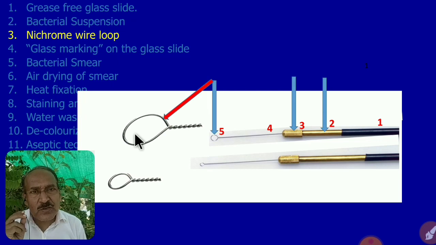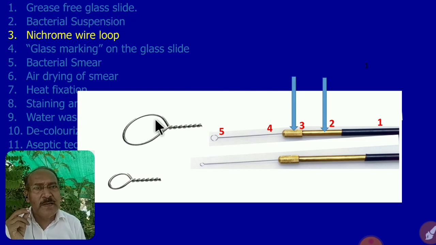Many staining procedures use this word, take loopful of a bacterial suspension. So what exactly does loopful mean? Dipping this wire loop in a suspension, lifting it out, and having a thin film within this loop is taking loopful of a suspension.